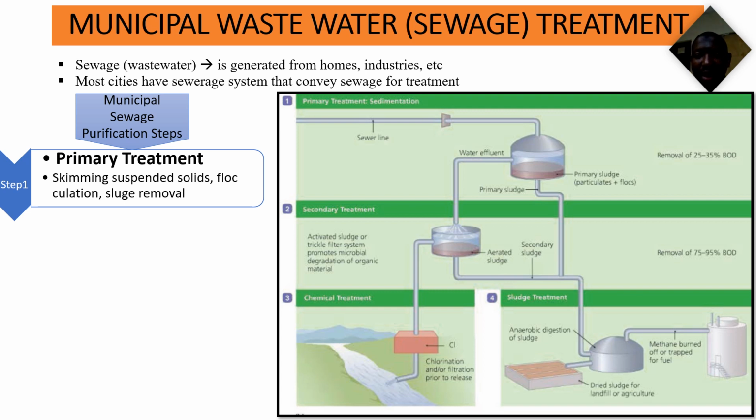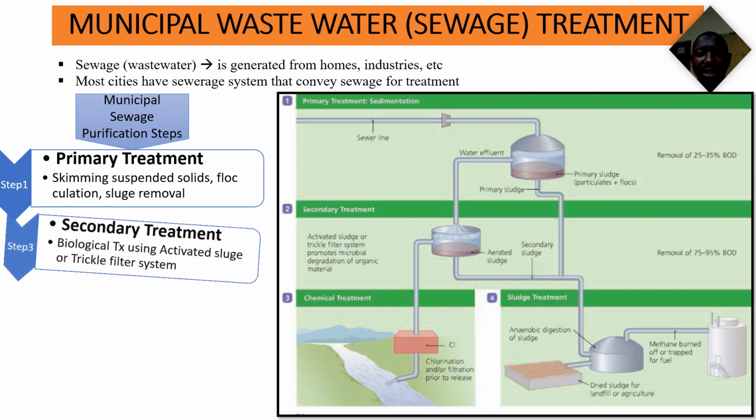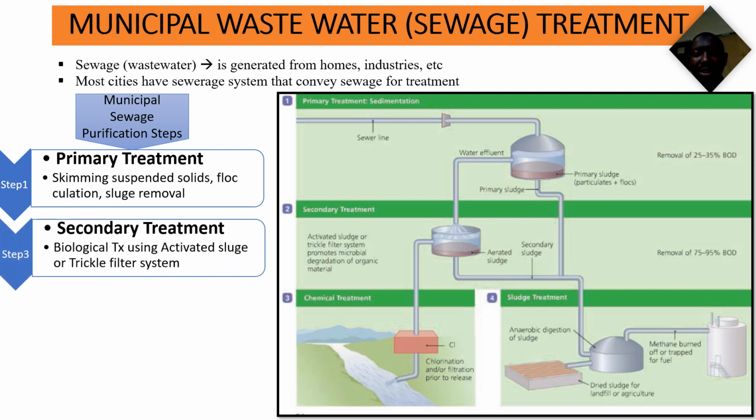The sludge that is formed is removed, and then the partially clarified water is further treated in the next treatment stage. So during the primary treatment, about 25 to 35% of the BOD in the water is removed. Now the next step of the treatment is the secondary treatment.